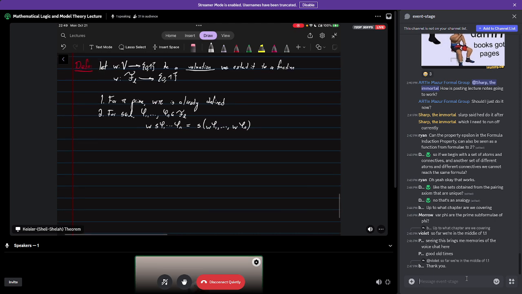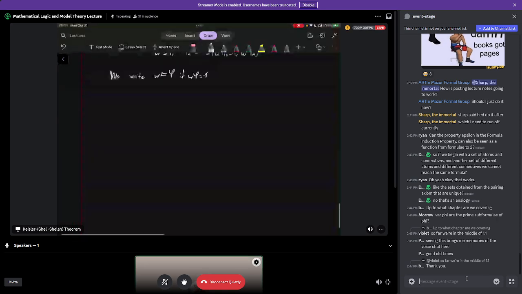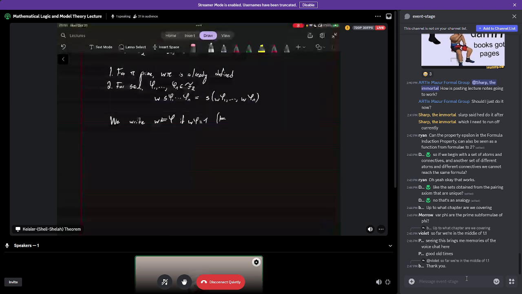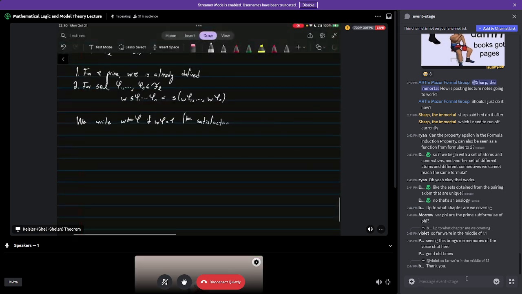Okay, and we write, here's just a little thing I'm writing here for the problem set. I'm not going to use this notation in the lecture, next lecture we will, but we write w satisfies phi if w phi is equal to 1. That's our definition. This symbol is called the satisfaction relation.